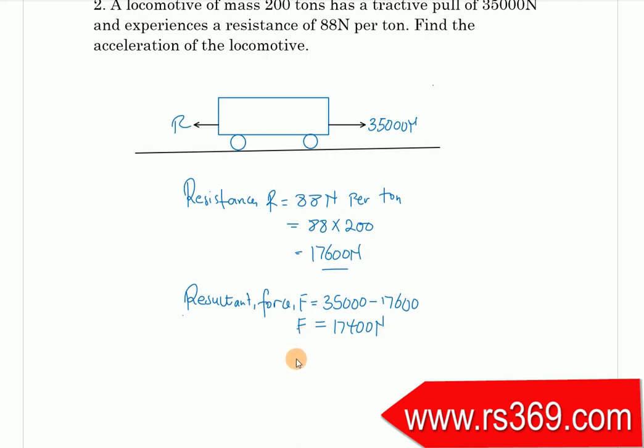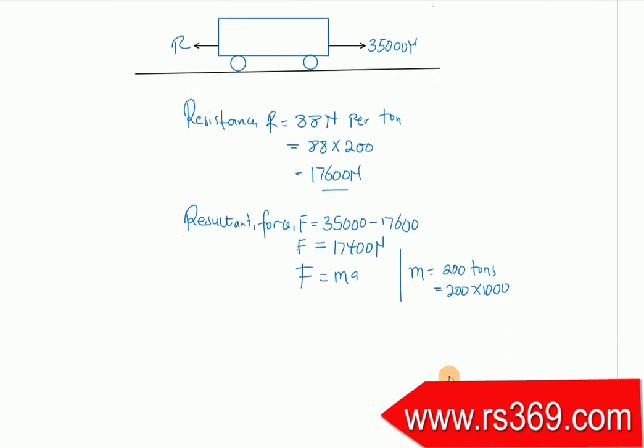But remember, from Newton's second law, F is equal to ma. The mass is something which we know. Actually, mass is equal to 200 tons. Each ton contains 1,000 kilograms, so the 200 tons will contain 200 times 1,000 to convert it to kilograms. This is 2 times 10 power 5 kilograms.